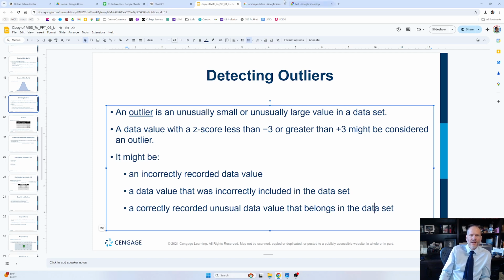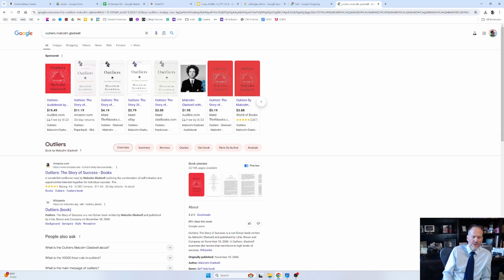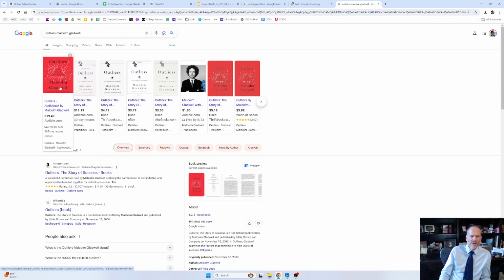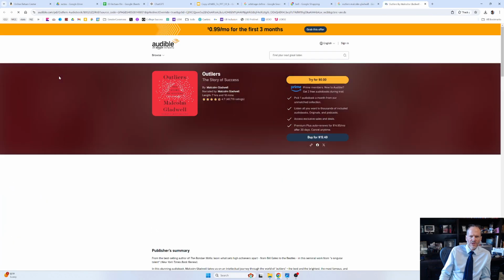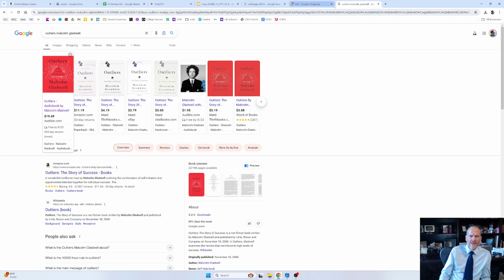It's an outlier. There's actually an entire book called Outliers by Malcolm Gladwell, which talks about people who do incredibly better than most in certain areas, and so that's the book Outliers.